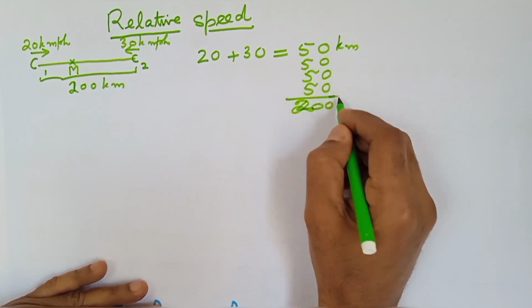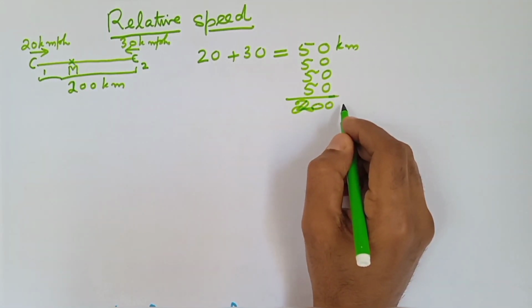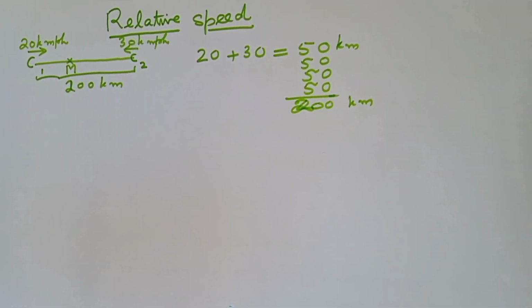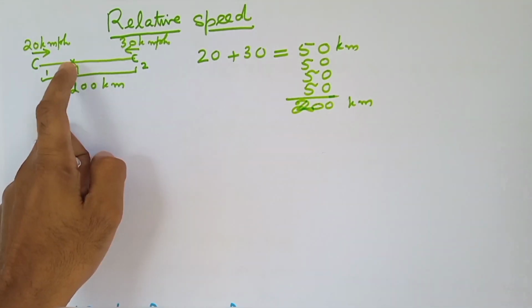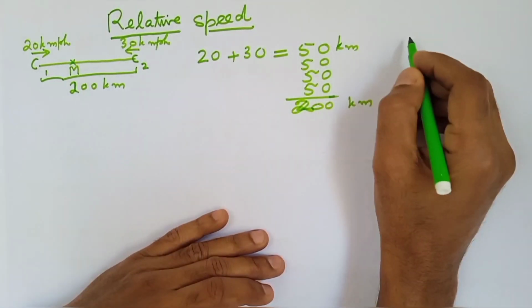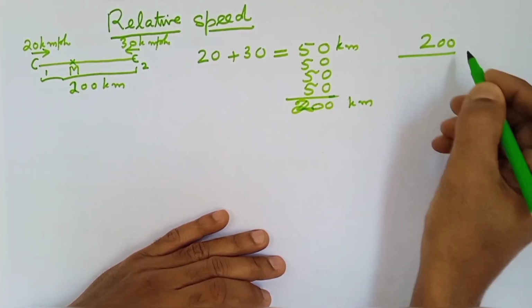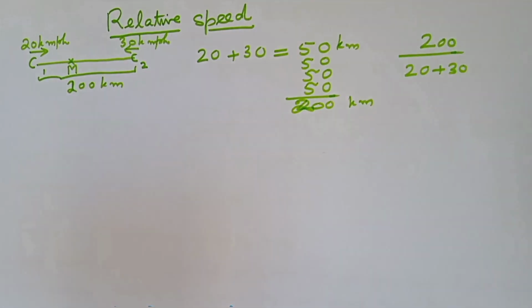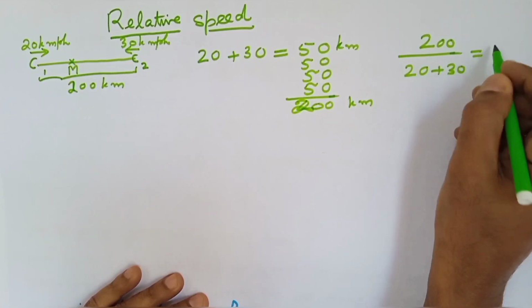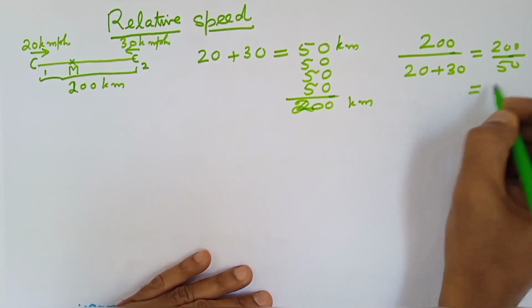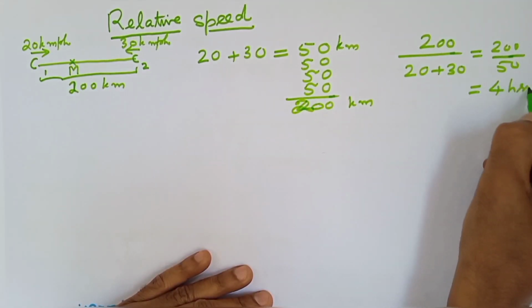So after 4 hours, they will have gotten closer by 200 kilometers, which was the distance they were initially apart. What does that indicate? After 4 hours, these two cars will be meeting at this point. To find that, all you have to do is take the initial distance the two cars were apart and divide by the sum of the speeds of the two cars, which is 20 plus 30. This will be 200 by 50, and that's equal to 4 hours.